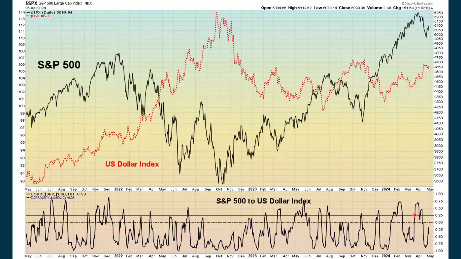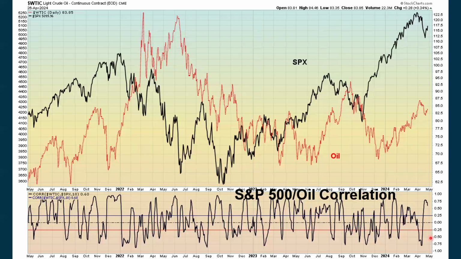Some correlations. We look at the S&P and compare it with the dollar, where we're just coming out of being more neutral. As this goes down, that means the dollar and the S&P are having a slight tendency to go in opposite directions. Then we look at the S&P 500 and compare it with oil, where when things were really erupting in the Middle East, we saw them going in opposite directions. Oil would go up, and that would put pressure on stocks.